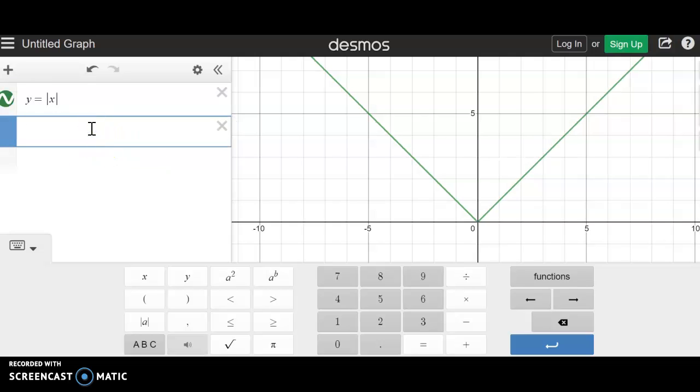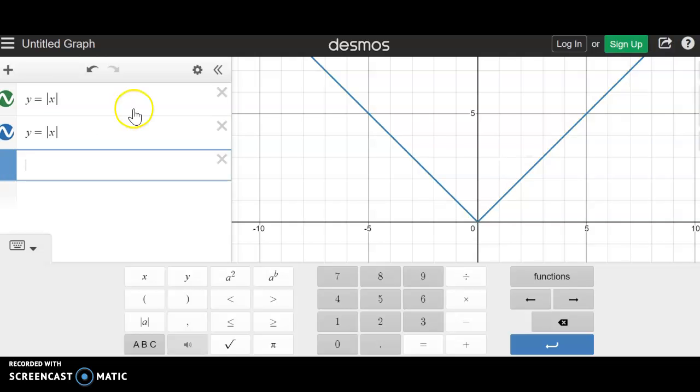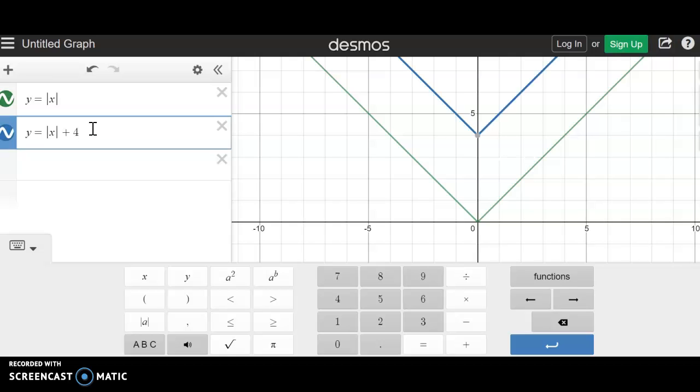So I would say move something up 4, right 3. I'm going to start with y equals the absolute value of x, and that's the parent function. If I want to go up 4, I'm going to add 4 outside of the absolute value. If I want to go right 3, I have to go back inside the absolute value and do minus 3 for right. If you notice, this parent function moved up 4, right 3. That's how you do it.